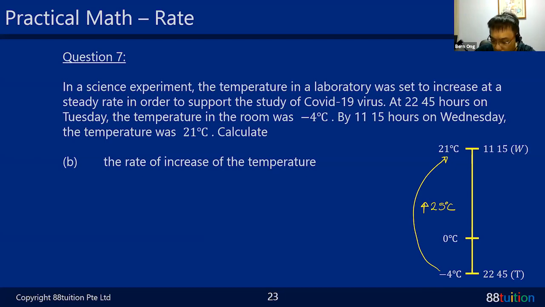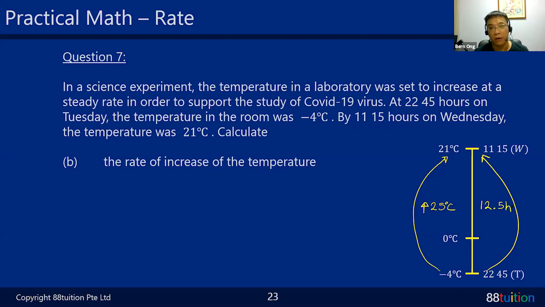From 22:45 to 11:15, how many hours is that? So I count: 22:45 is 10:45. Then 11:45, midnight 12:45, 1:45, 2:45, 3:45, 4:45, 5:45, 6:45, 7:45, 8:45, 9:45, 10:45. There are 12 hours from 10:45 to 10:45, then 10:45 to 11:15. All right, 12.5 hours. Can you see or not?